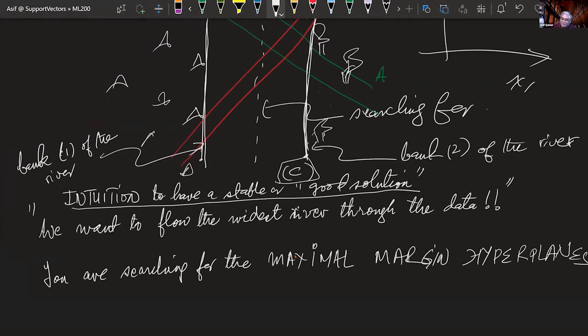So a bank is a hyperplane. Well, in our case, it is just a line, right? But a line is a hyperplane using more formal language, because in higher dimensions, that's what it would be, a hyperplane. So far, so good, guys? So do you see how this translates to this? You are searching for those river banks that give you the widest river to flow through the data. Any questions so far?